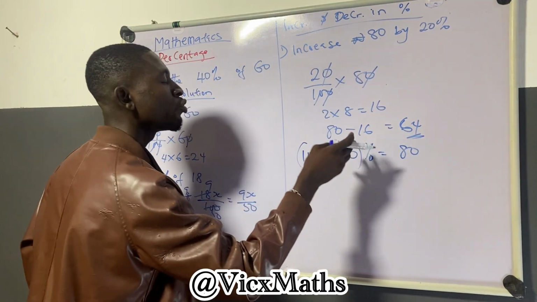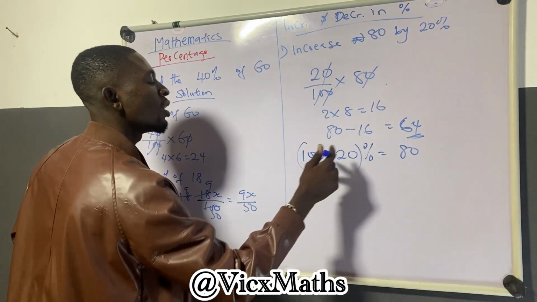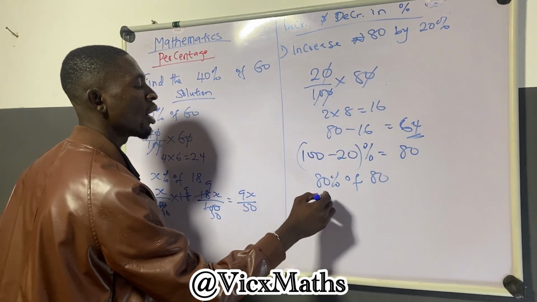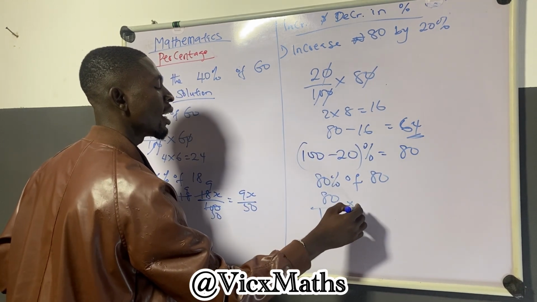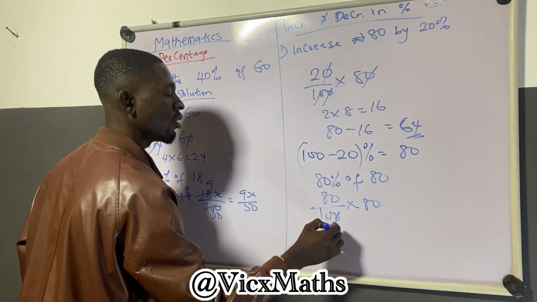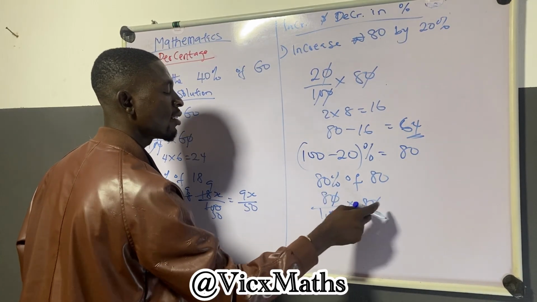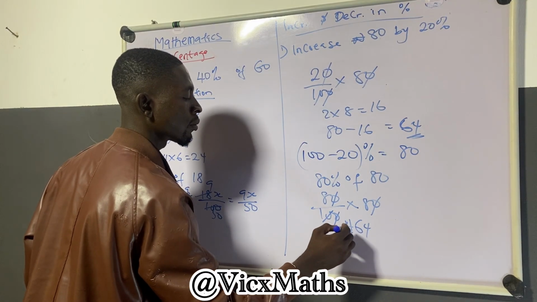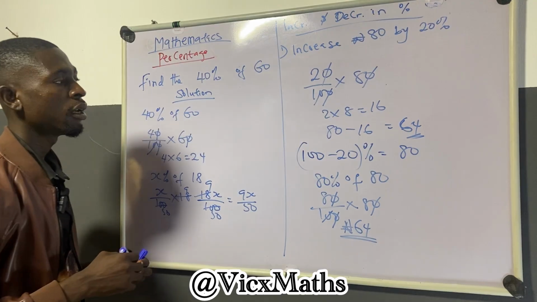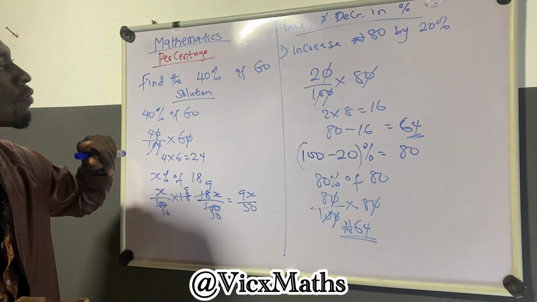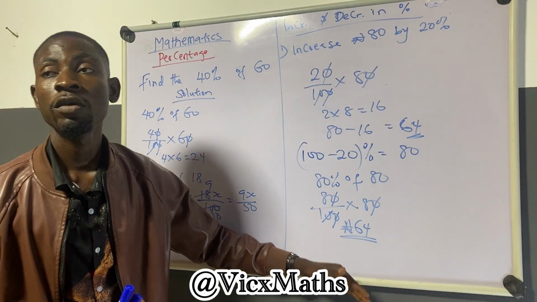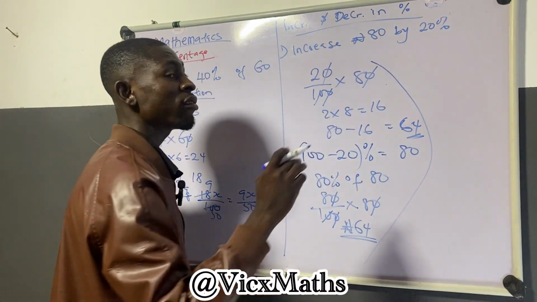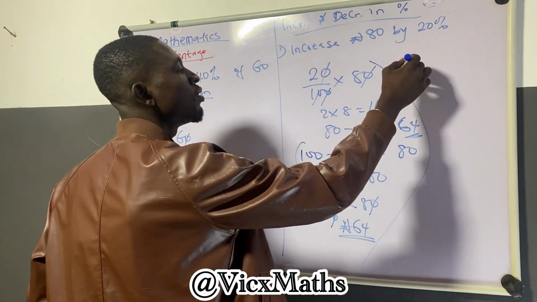So it will give you 80%. That means we are decreasing it from 100% to 80%. So 80% of that naira, which is 80, we have 80 over 100 times 80. 0 cancel 0, 0 cancel 0. 8 times 8 is 64. 64 naira is our answer. You understand? What I solved now is for decrease. Now if they ask you to increase, it is the same thing.